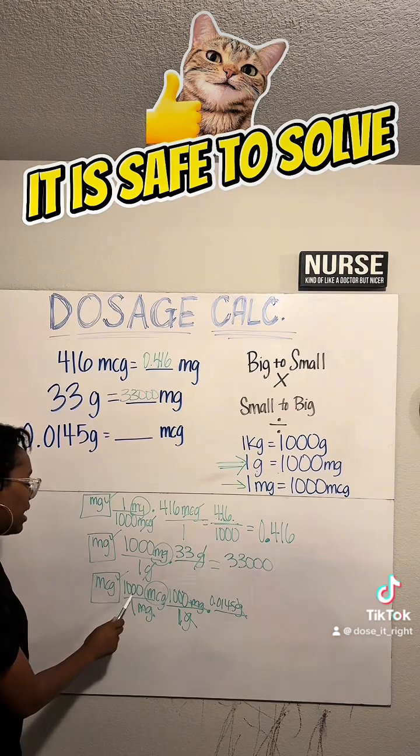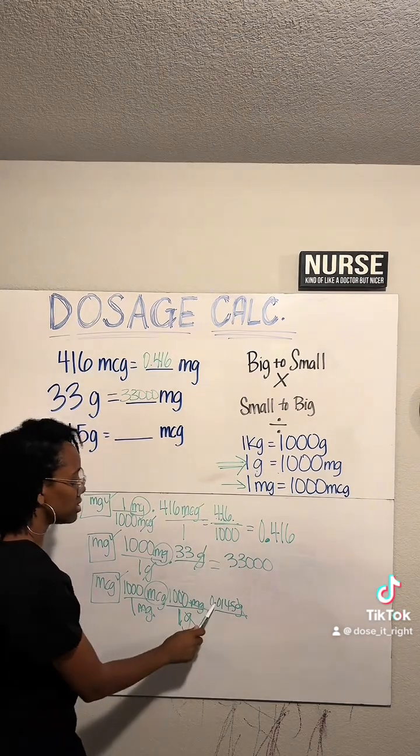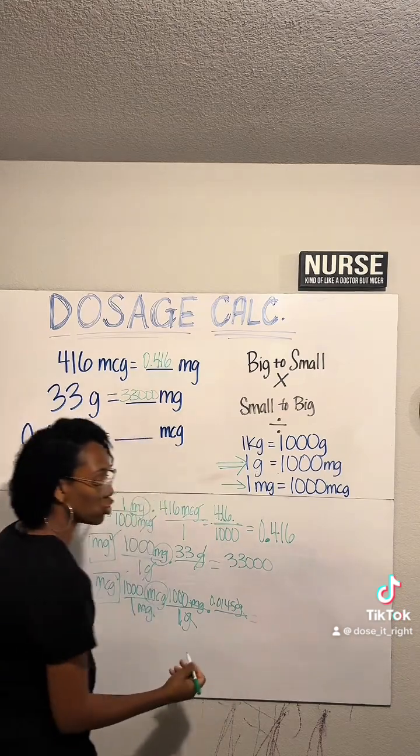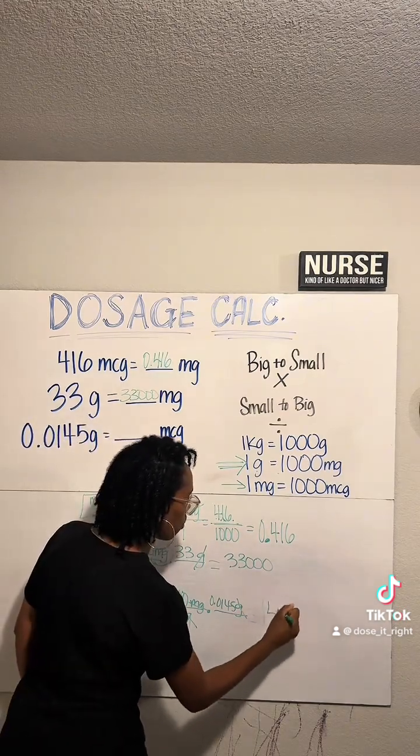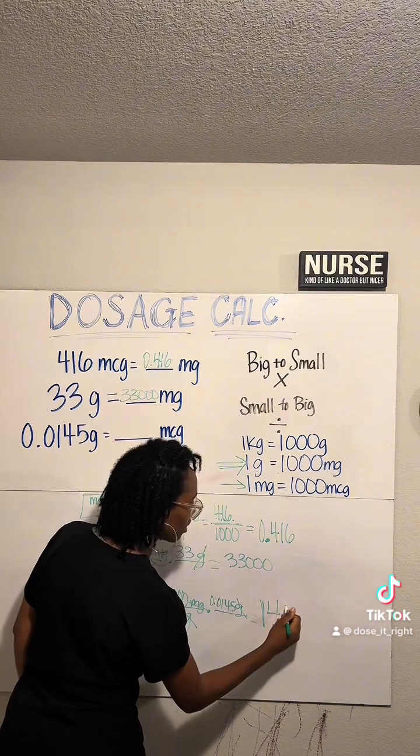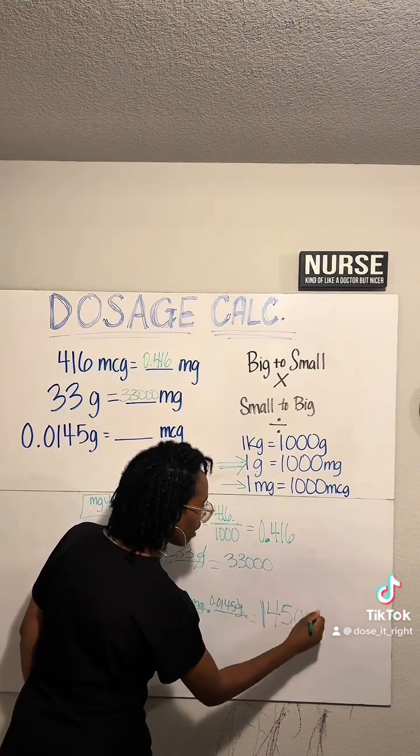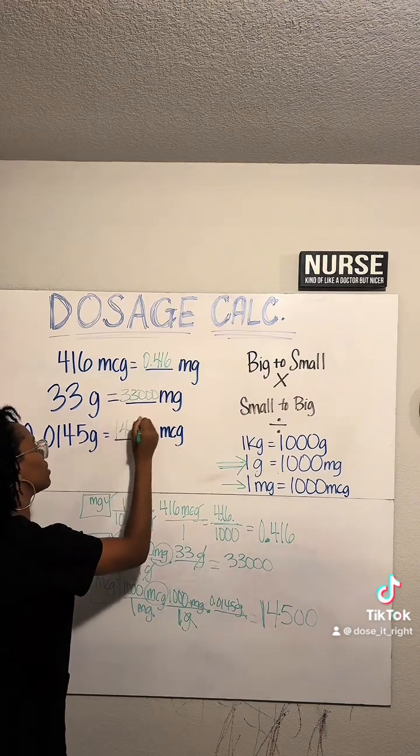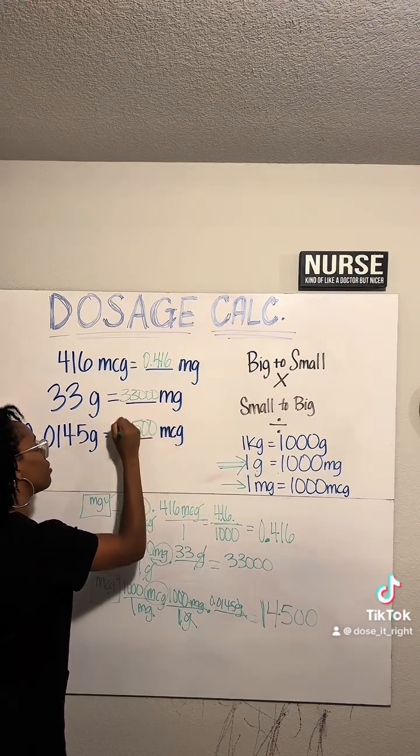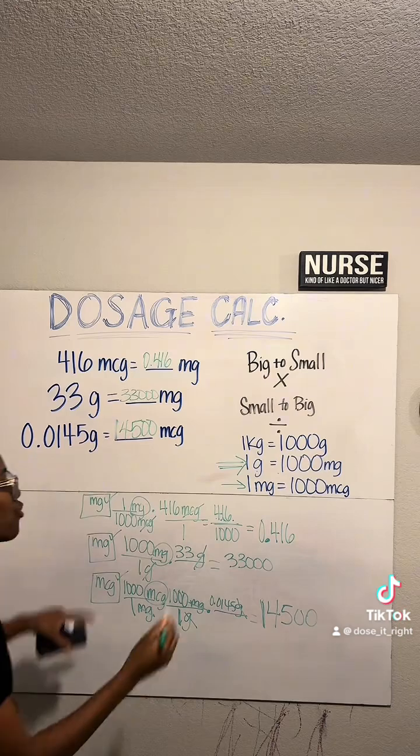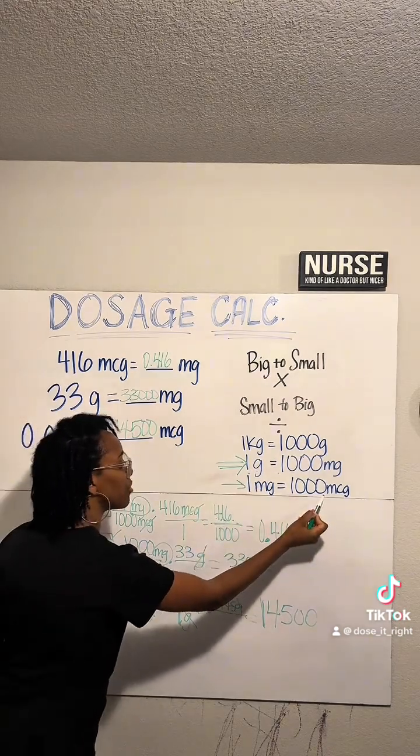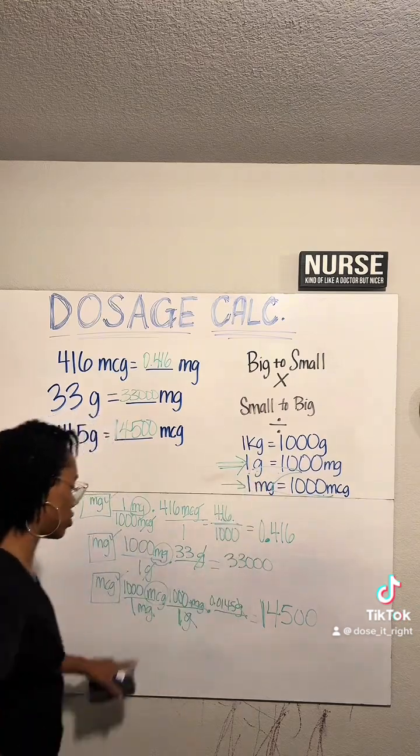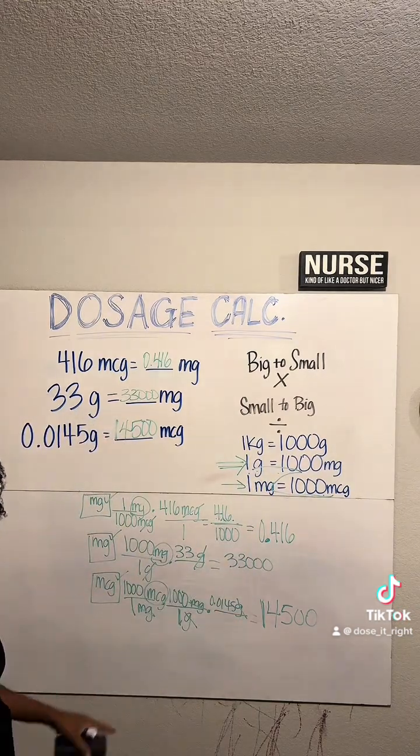So we need to multiply 1,000 times 1,000 times 0.0145, which should equal a total of 14,500. So we're going to put that here, 14,500. Because we were going from grams to micrograms, we have to jump here first, then we have to jump there to go back here. So we just showed 2 conversions in one problem.